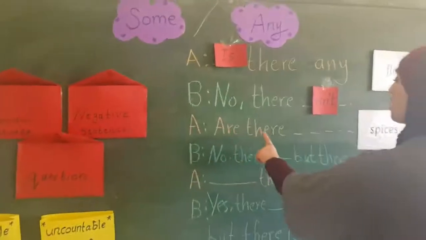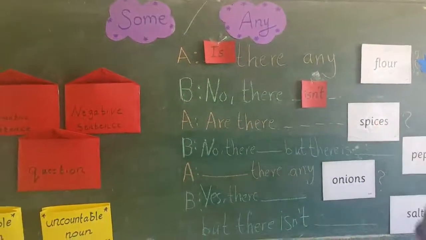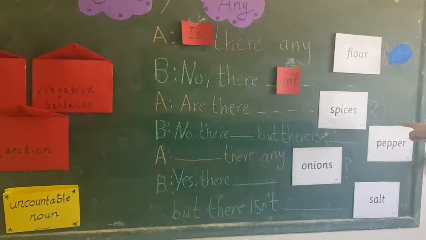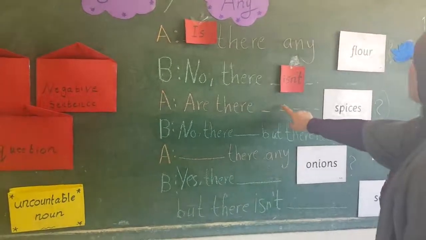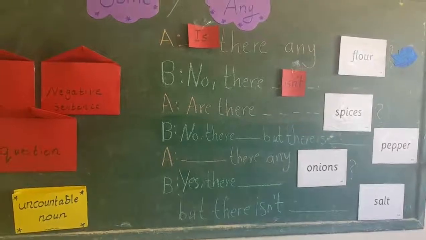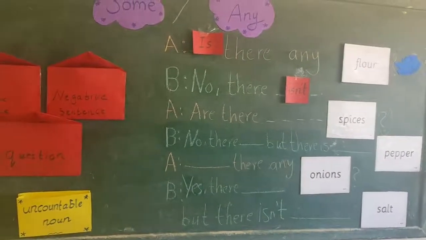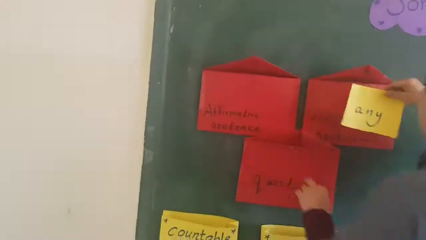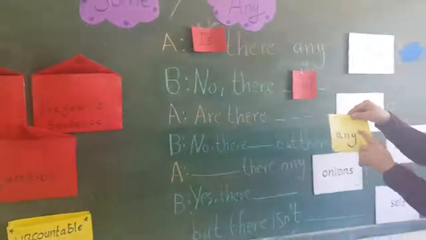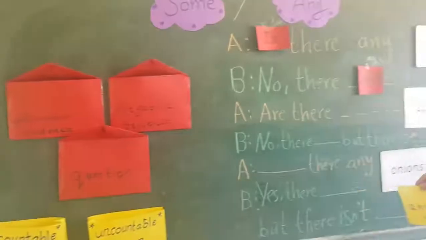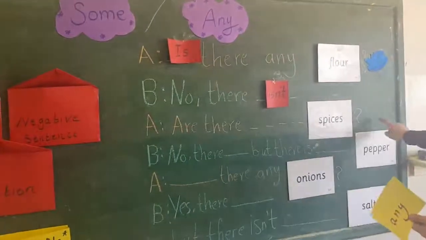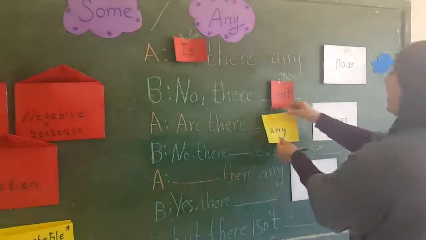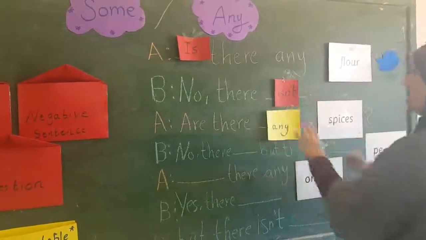Are there فراغ spices? Question mark. It's a question. What we will have put here? So go to questions. What is in this question? Yes, any. We use any with a question. And it's a question. Are there any spices? Yes. You have to put here any.